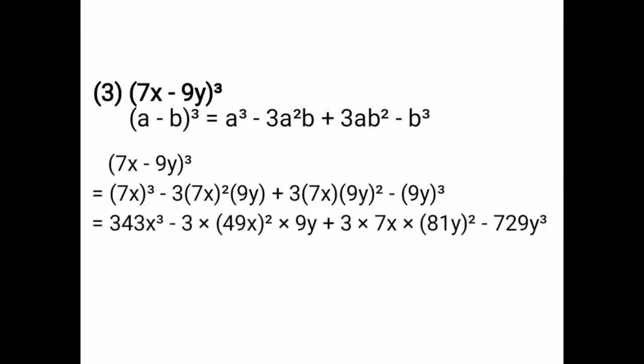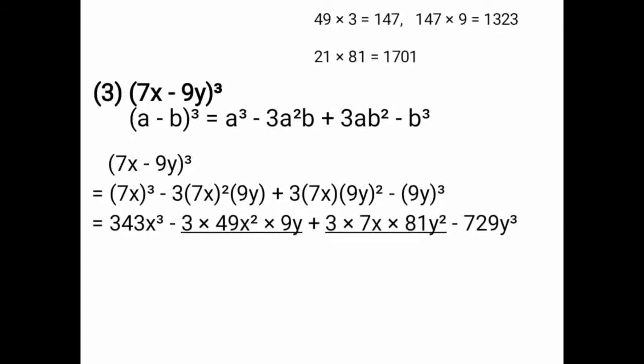So that will come in the next step. The a cube part and minus b cube part I already got the answer and solved. Now in minus 3a square b plus 3ab square, which I underlined here, you have to solve only this part now. 49 into 3 is 147. Then 147 into 9, I am getting the answer 1323 in the minus 3a square b part.